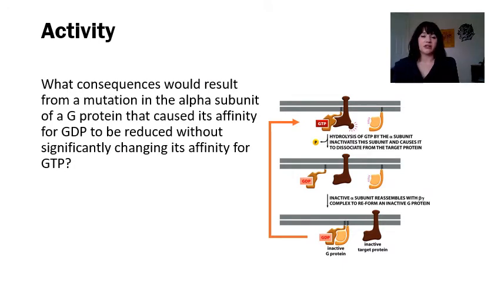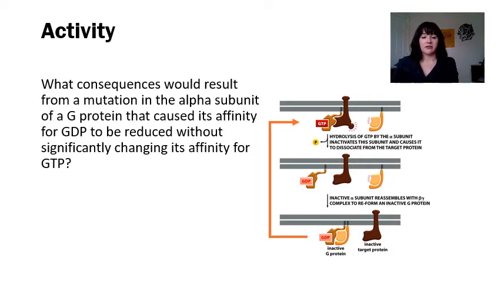Let's do a problem to test your understanding of GPCRs, right? What would be the consequences of a mutation in the G protein that causes its affinity for GDP to be reduced without changing its affinity for GTP? So this mutation is making the alpha subunit bind more loosely to GDP, right? So what happens if the alpha subunit doesn't bind tightly to GDP? That means it's going to be able to lose that GDP very quickly and more frequently. What will happen as soon as that GDP is gone? It will be replaced with a GTP.